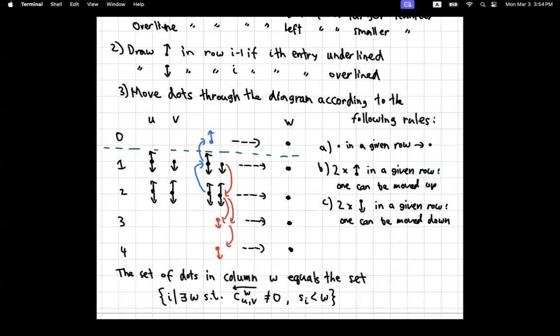And then the set of the dots that exist in the column W exactly equals the set of simple reflections that appears somewhere on the right side of the back stable Schubert product. If you want the ordinary Schubert product, that's just fine. You just draw a line here between 0 and 1 and throw out anything above this line.